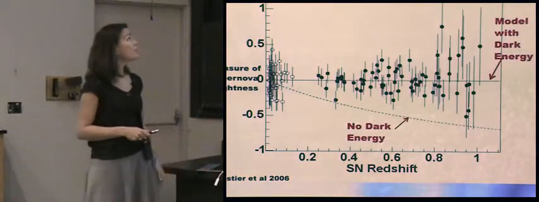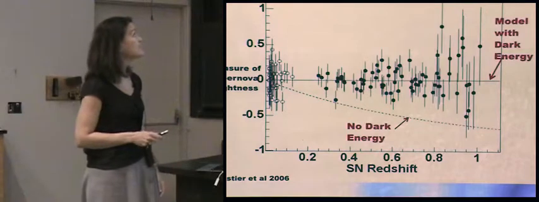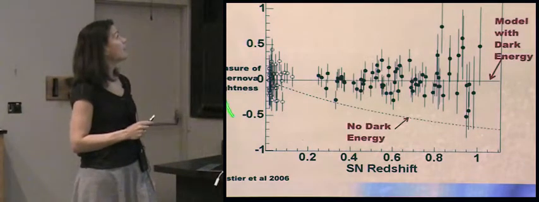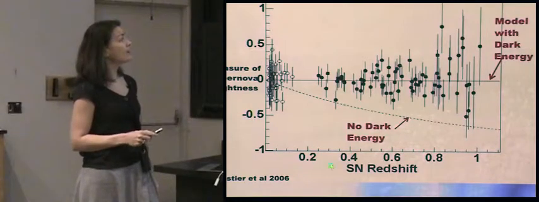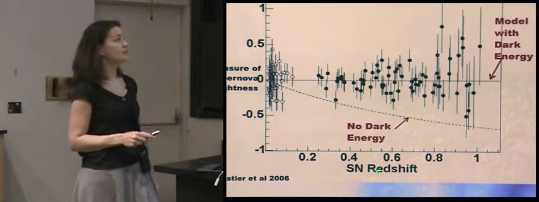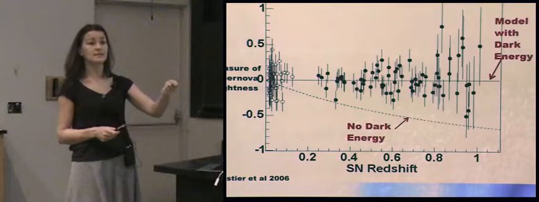So this is just showing some of the data that's been measured. On the y-axis is just supernova brightness. And then on the x-axis here is the redshift. So you can just think about this as the distance to the object. Okay?